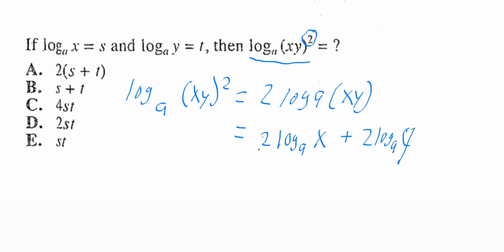And now I see that I have x and y. I have x and y also right here. So I'm going to solve for x and y in both cases using another property of logarithms. So log a of x equals s can be written as x equals a to the s. And in the same way, we can rewrite log a of y equals t as y equals a to the t.